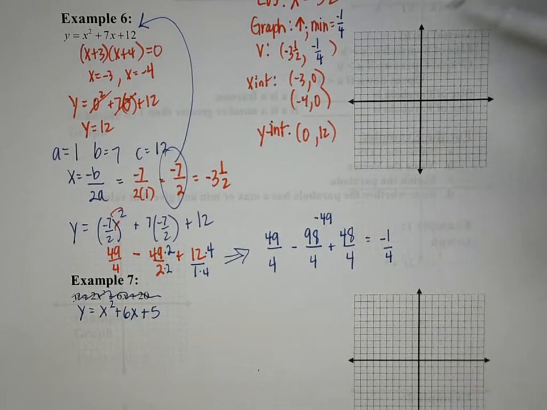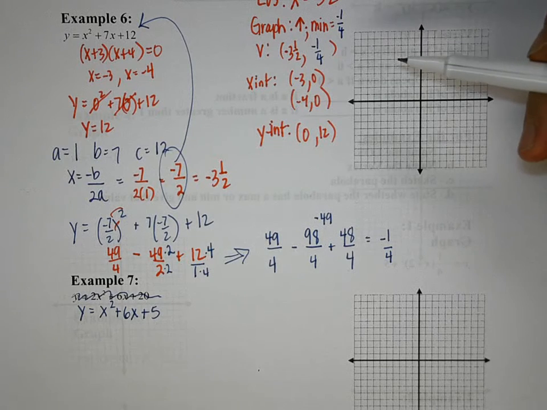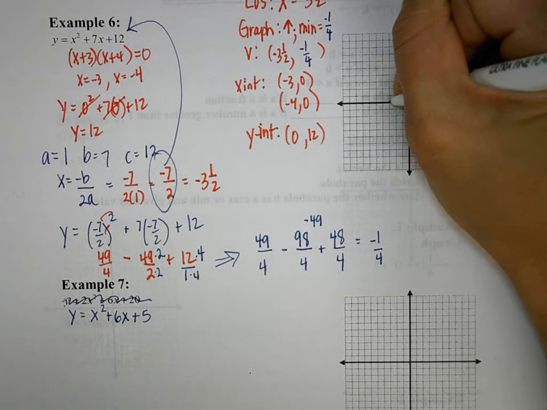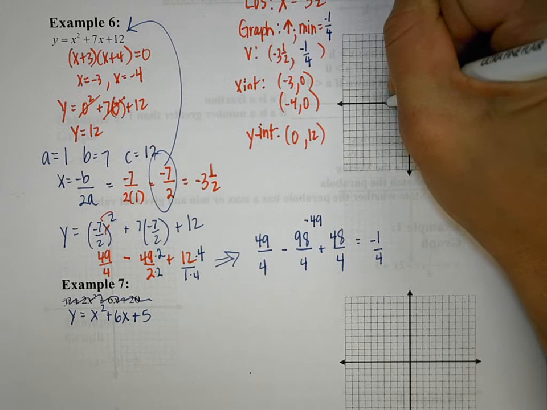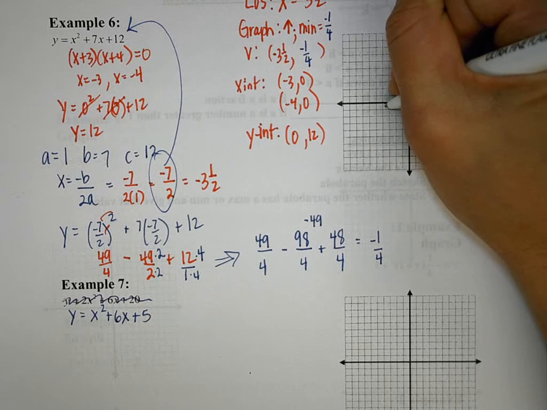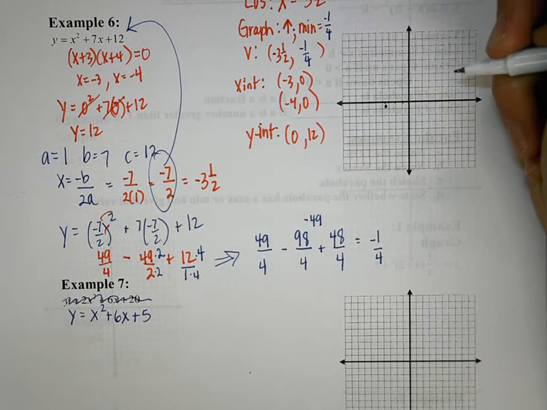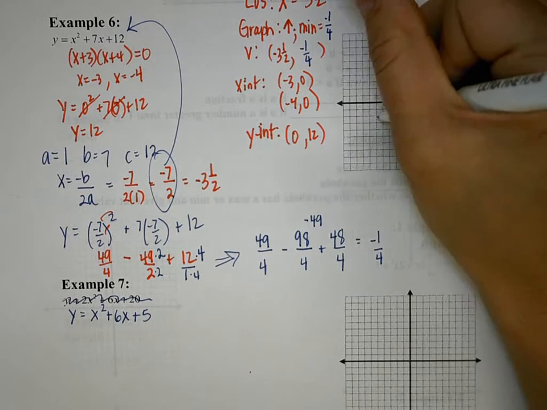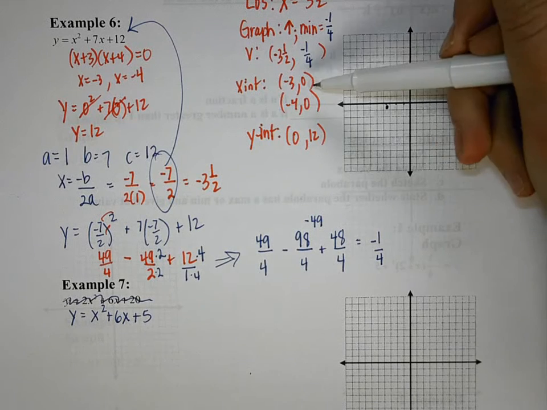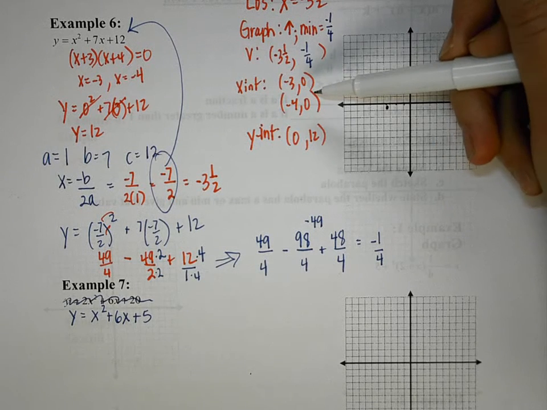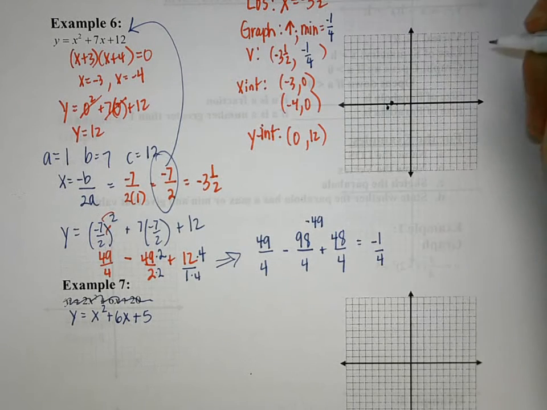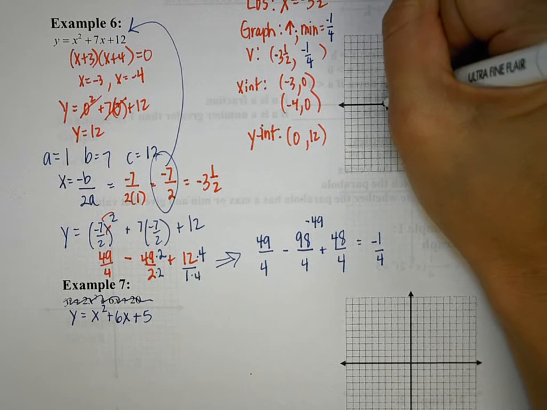And so let's start with our vertex. Where do I go for my vertex? Negative 3.5. So I'm just going in the middle, right? And then I need to go negative 1/4, which is just in between 0 and negative 1. So there is my vertex. The other point you want to plot is your x-intercept, which is at negative 3, 0. And there's also one at negative 4, 0.